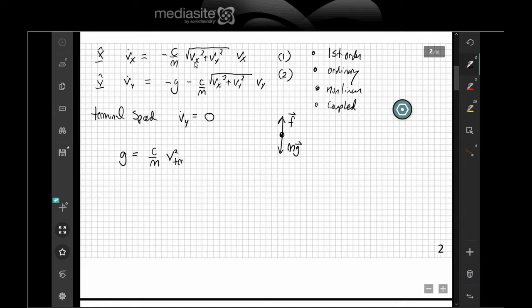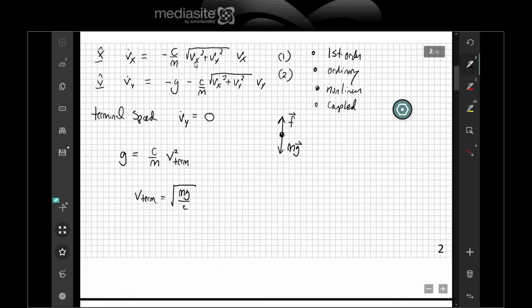And I'm going to say that occurs at a special speed called the terminal speed. That allows me to solve for the terminal speed. It's just the square root of mg over c. Okay, so that's the terminal speed.